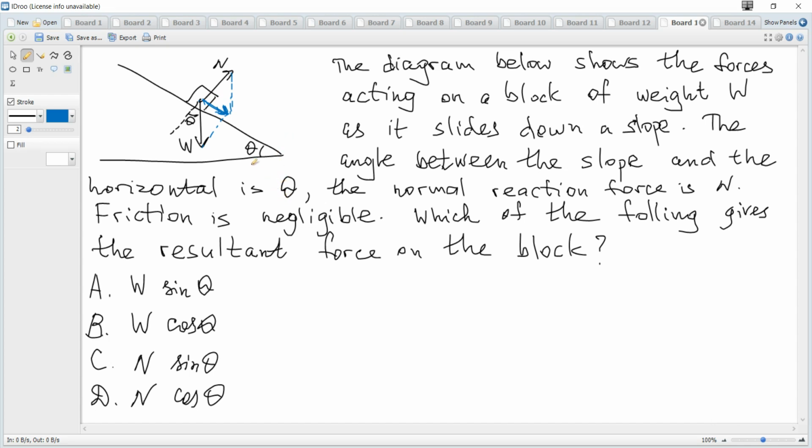Notice that if you draw it correctly, this vector must be in the direction of motion, so it must be parallel to the slope. And this side is also equal to this side, so we can say that it's also the N vector. F net is the resultant vector, and we can see that F net is W vector plus N vector, which is directly the triangle rule for the sum.